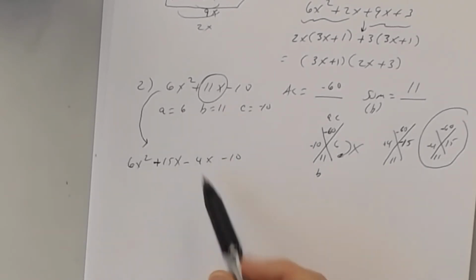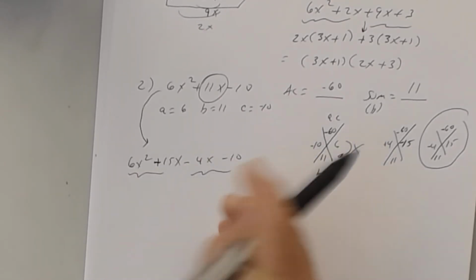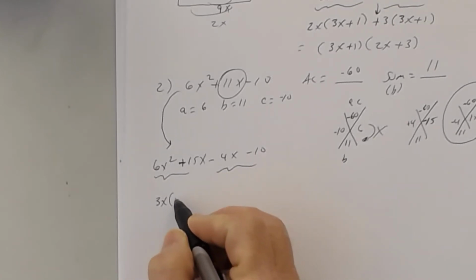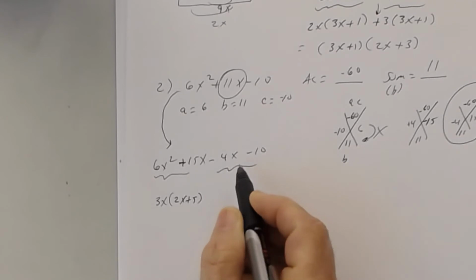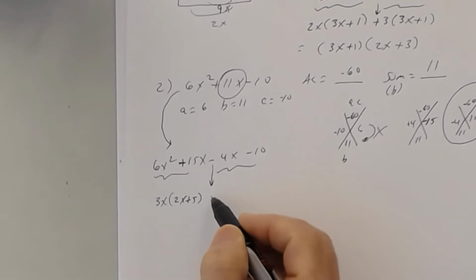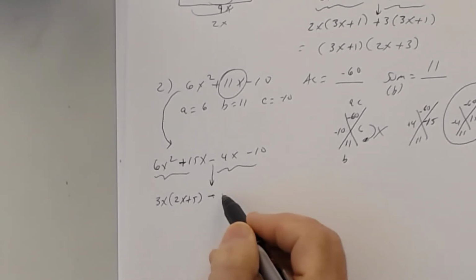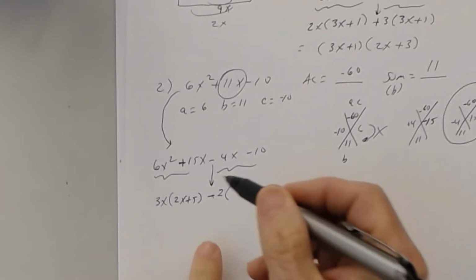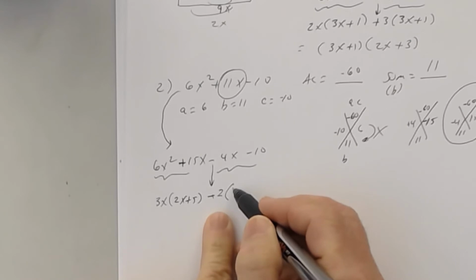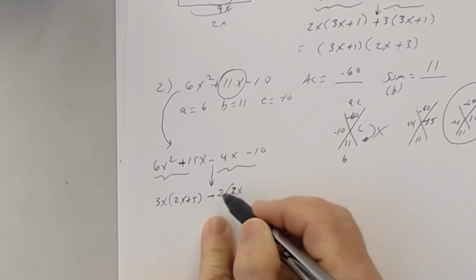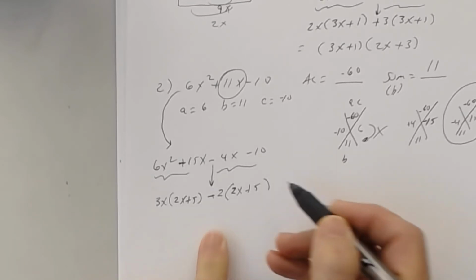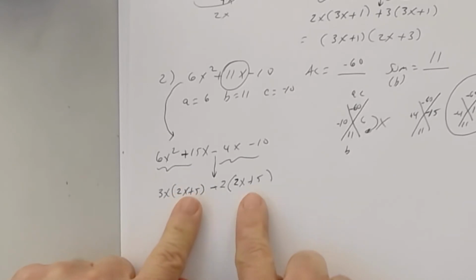All right, let's group: first 2, last 2. What are you going to factor out of the first group? 3x. What do you get? 2x plus 5. Now remember, when you have that negative right here, you have to factor out a negative GCF. So you're going to say minus 2. Be careful when you factor out a negative. A negative 2 times what is a negative 4x? 2x. A negative 2 times what is a negative 10? Positive 5. And notice if you're doing this correctly, those two should be the same, and they are.